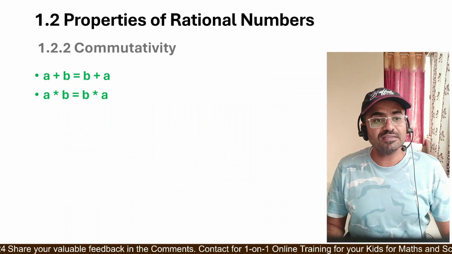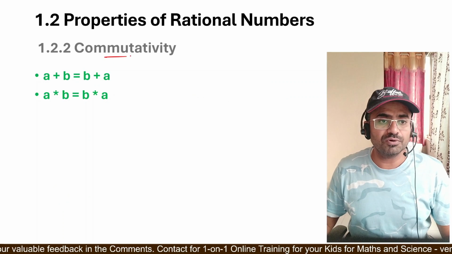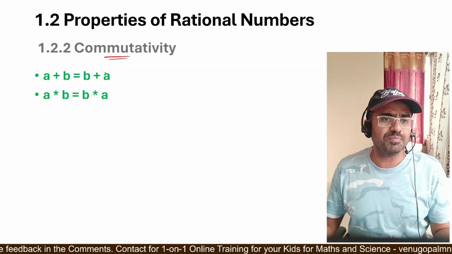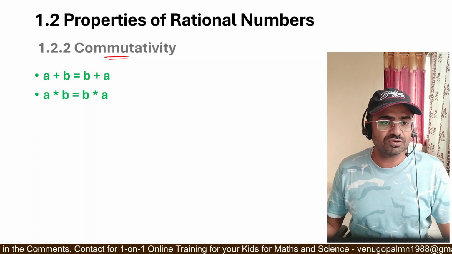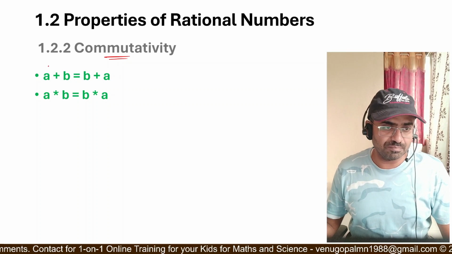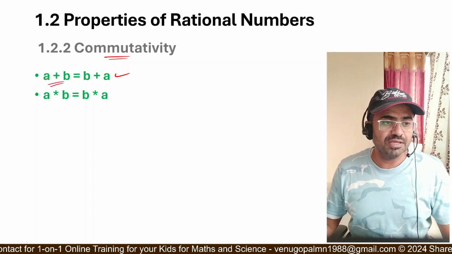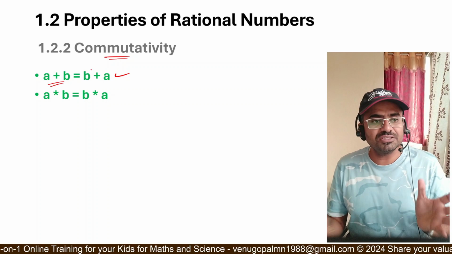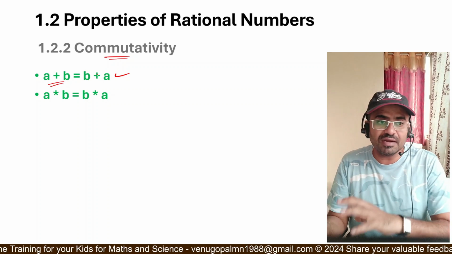Let us move on and understand the commutative property of a rational number. Commutativity is also what they call it. So what it says is a plus b is equal to b plus a, meaning if you take any two rational numbers and add a plus b, the result is exactly the same as if you reverse the numbers and add.